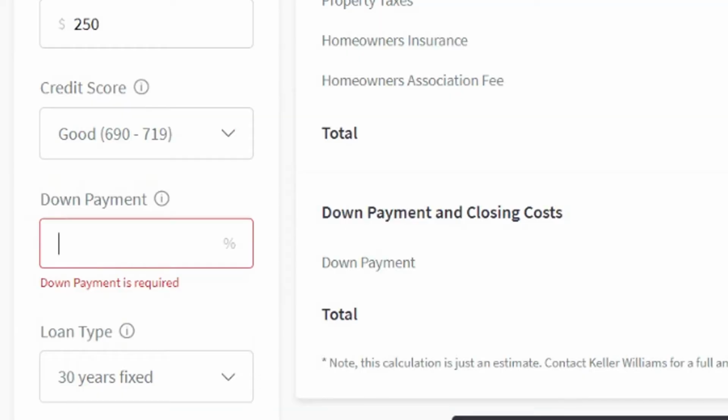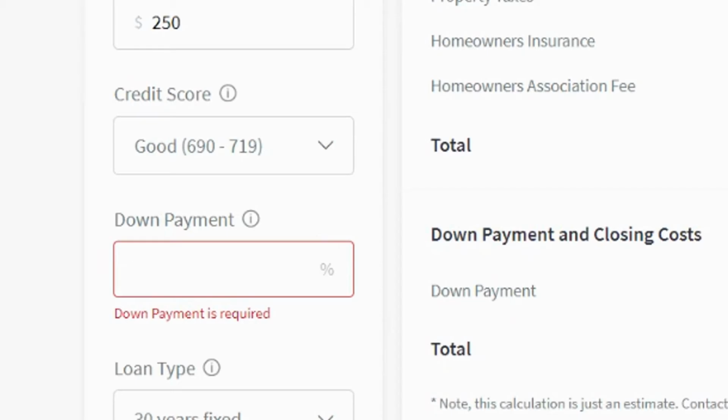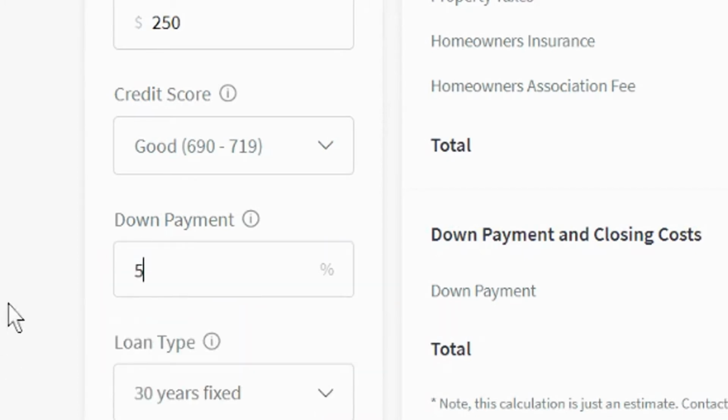So down payment requirements can range from zero, perhaps on a VA loan, to 3.5% to 5% on an FHA loan. If you have the ability to put down 20%, then you will not have to pay mortgage insurance. So, those are the type of questions you want to think about when you're looking at down payment. So, maybe for this example, we'll have a 5% down payment.